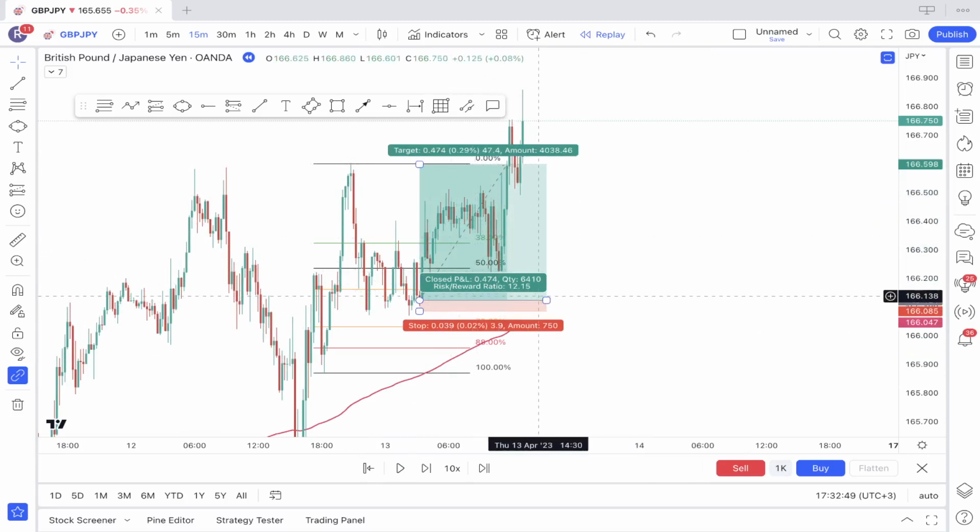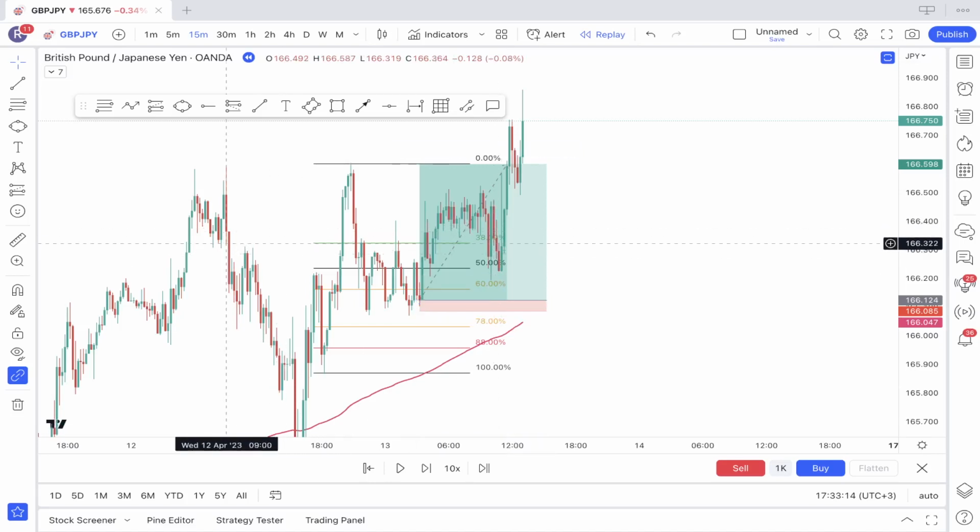So in total, if you would have let this trade run without closing partials, this would have been a 1 to 12 risk to reward ratio, meaning that if you would have risked 1% on this trade, you would have literally passed your whole challenge in one trade, okay? And this is literally a trade from today. Okay, I'm not going back in time.